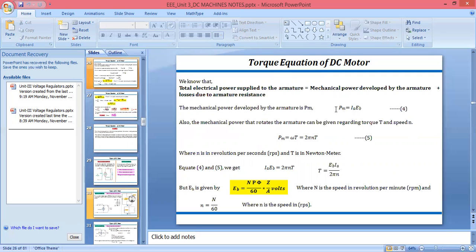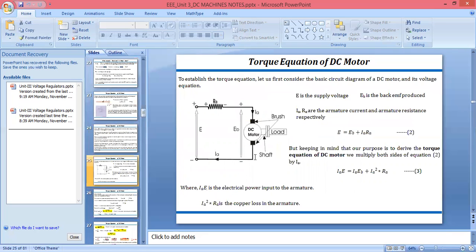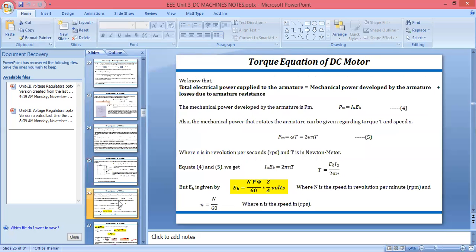What we can do is equate these equations. The equation we got from the circuit diagram, VIA equals IA EB plus IA square RA. You can rearrange and simplify, and you will get Pm equal to IA into EB. But we know mechanical power equals angular speed into torque. So you can equate these two equations. At that time, you will get torque equal to EB IA upon 2 pi n. On that equation, you are supposed to calculate the numericals.